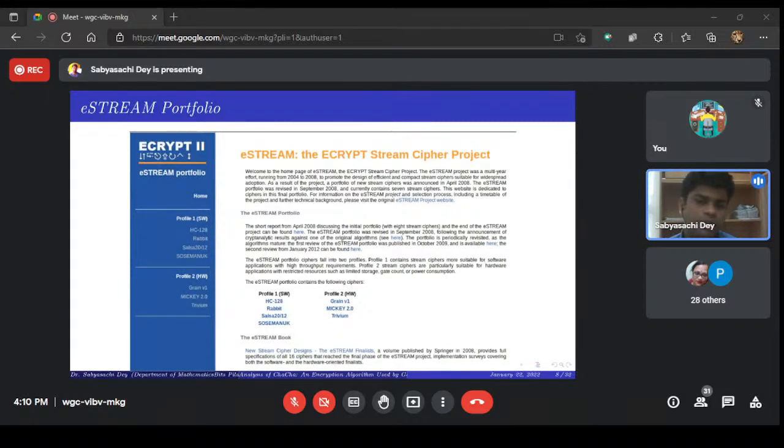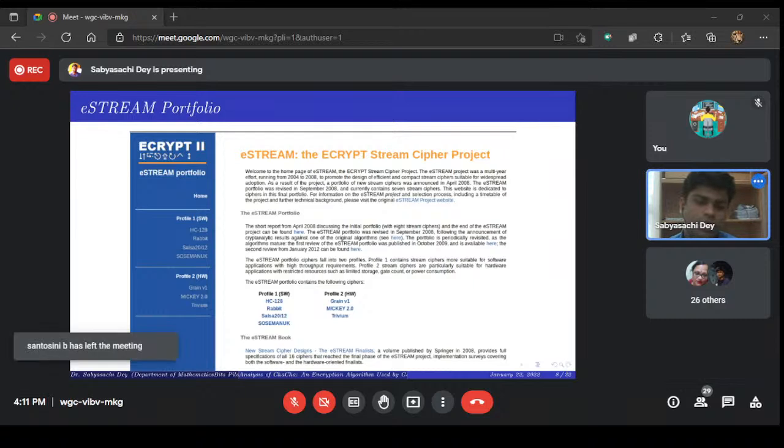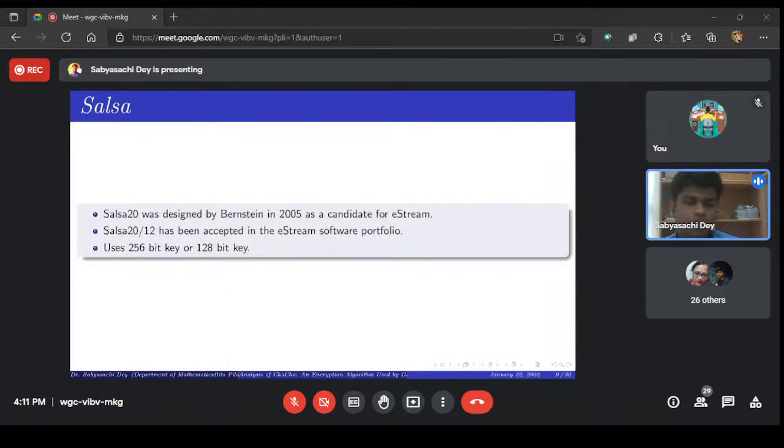Among them, on the left-hand side, you can see these 4 names: HC128, Rabbit, Salsa, and Sosemanuk. And in the hardware category, there are 3 ciphers, which are Grain, Mickey, and Trivium. All of them are very famous ciphers. I am particularly going to talk about Salsa, because ChaCha is basically a variant of Salsa. Salsa was designed in 2005 by Daniel Bernstein, and it was a candidate for this eStream project. It has 20 rounds, but the author submitted the 12-round version only.